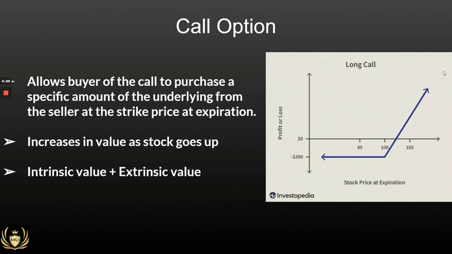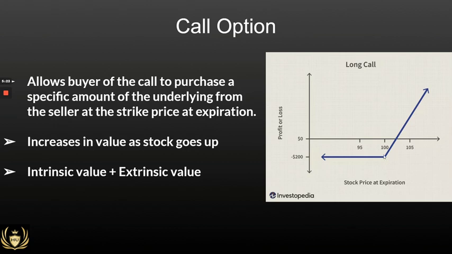So let's say the initial fee that the buyer had to pay the seller was $2 per option. So $2 an option ends up being $200 in cost because the option price is $2, but each option has 100 stocks in it. So that's why the actual value that we have to pay ends up being the option price multiplied by 100.